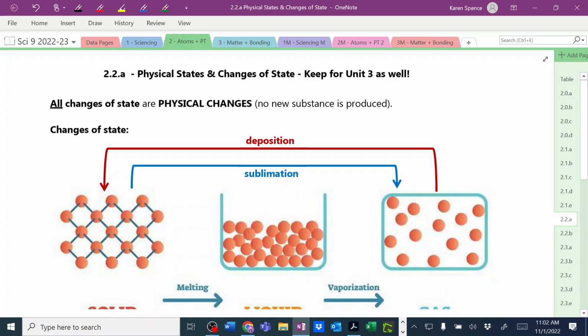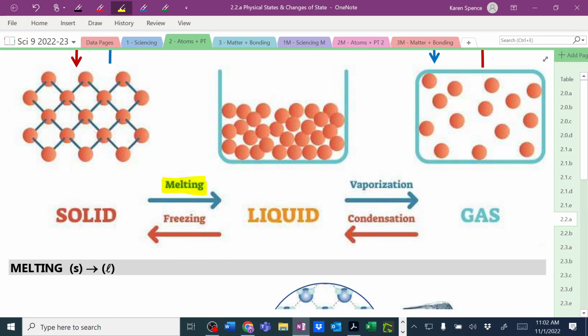All changes of state are physical changes. There's no new substance produced. You are responsible for knowing what they are called, okay? So hopefully, some of these are really easy. Melting is when you go from a solid to a liquid. What do you call it when you go from a liquid to a solid?